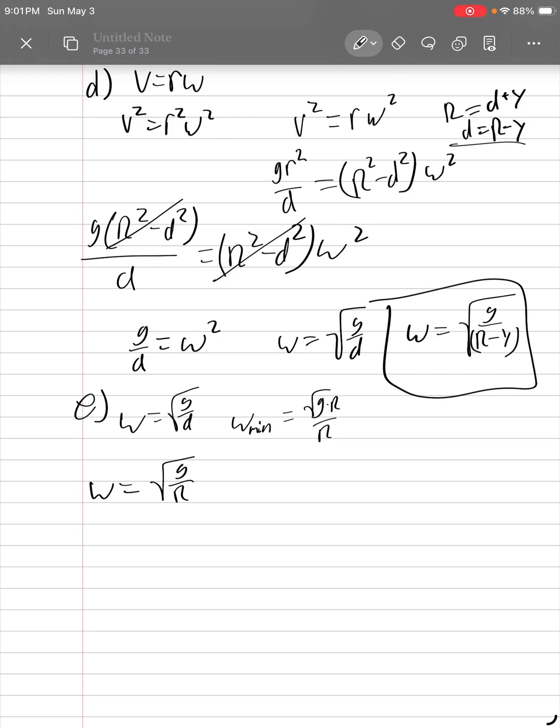And to get to the function that is given in the problem, we can just simply multiply by the square root of R over the square root of R, which is just multiplying by 1. And we'll have omega is equal to the square root of g times the square root of R over the square root of R times the square root of R. And so the square root of R times the square root of R is just R, so we'll have R on the bottom, and then the square root of g times the square root of R is just the square root of g times R. And so that's how we find omega minimum.